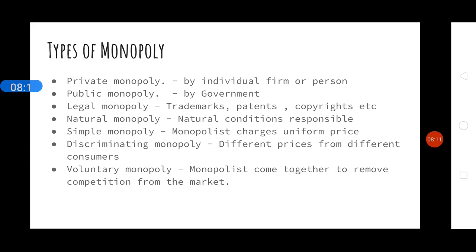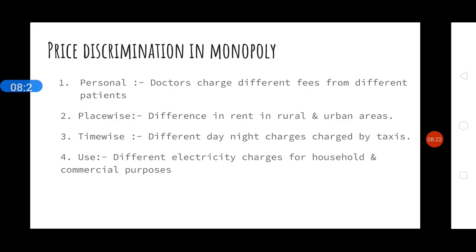In this type of monopoly, many main players in the market come together to remove competition from other competitors. These were the types of monopoly. Let's come to what is price discrimination in monopoly.